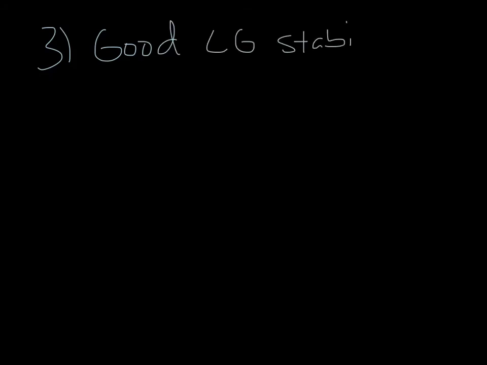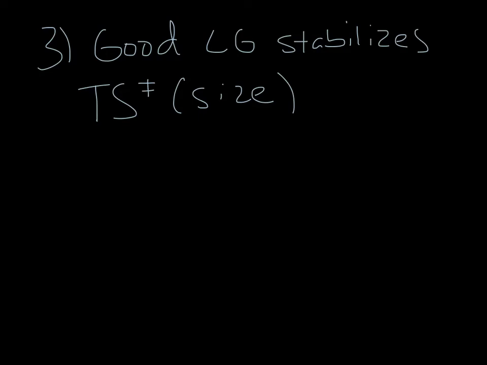And then lastly, a good leaving group stabilizes the transition state. So what this basically gets down to is size. As we have leaving groups that are larger, they're more polarizable, and so they can stabilize that transition state as the leaving group is leaving. So when we have this bond, we get a partial negative here and a partial positive there.